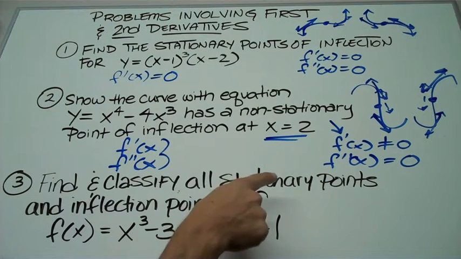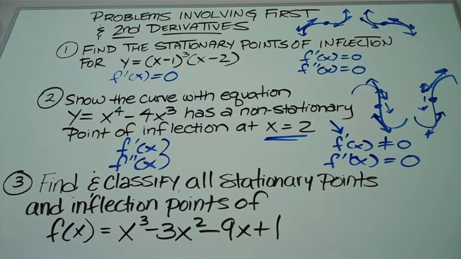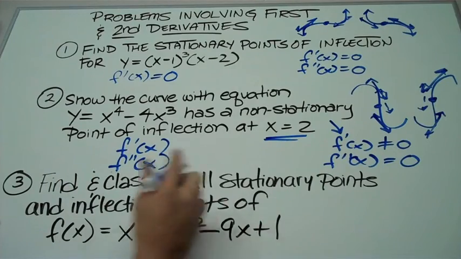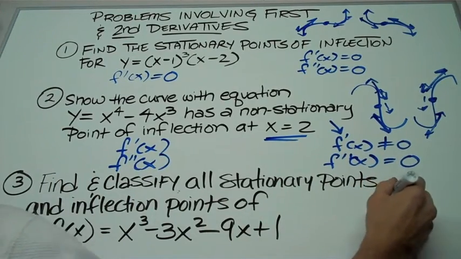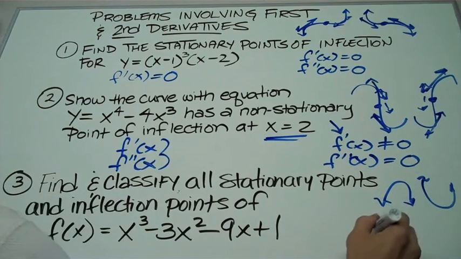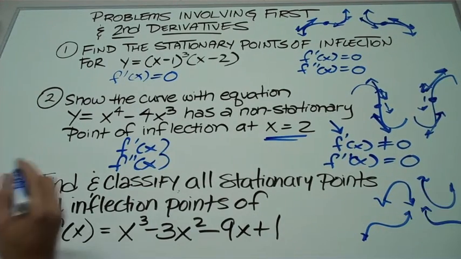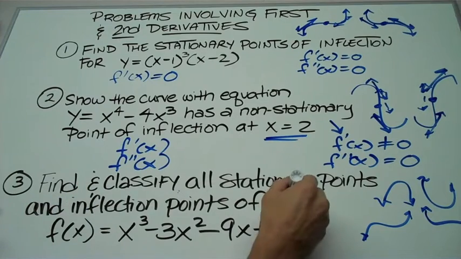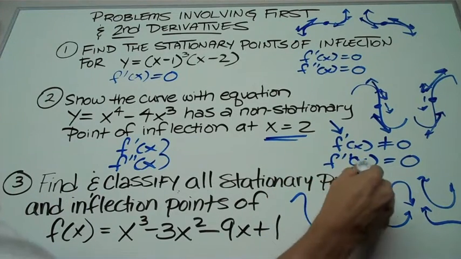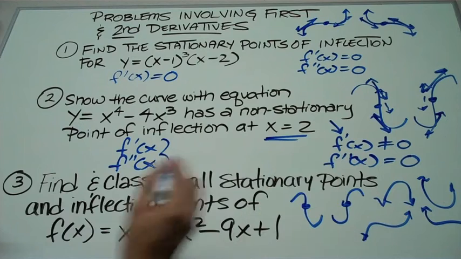Example 3, find and classify all stationary points. Sorry, all stationary points, which makes us think maximum, minimum, stationary point of inflection this way, or a stationary point of inflection this way, and inflection points, which could also involve our two non-stationary points of inflection.